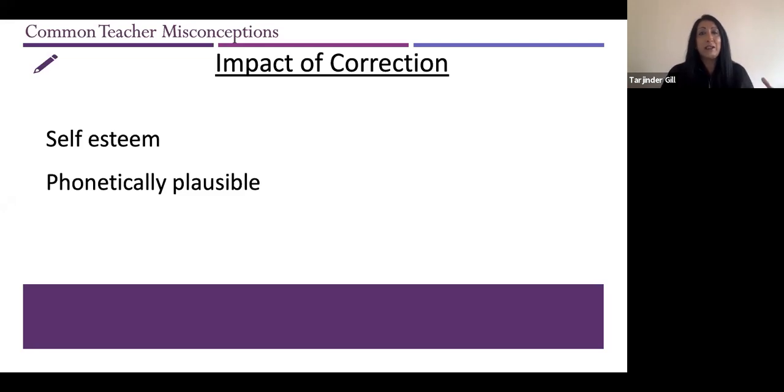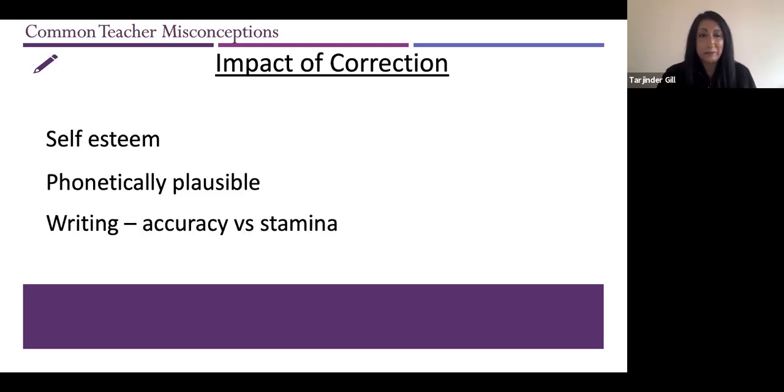So what's phonetically plausible is not fixed. It's going to change over time because it depends on what knowledge the children have. But we do have to be insistent upon this. Last but not least is the issue of accuracy versus stamina. Now, if we really want children to be able to become good at extended writing and learn those composite parts, we need to give them the opportunity to practice those component parts.